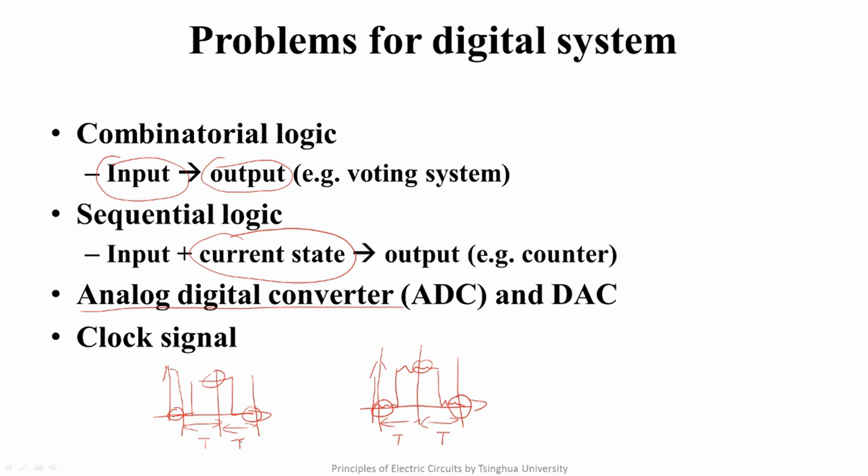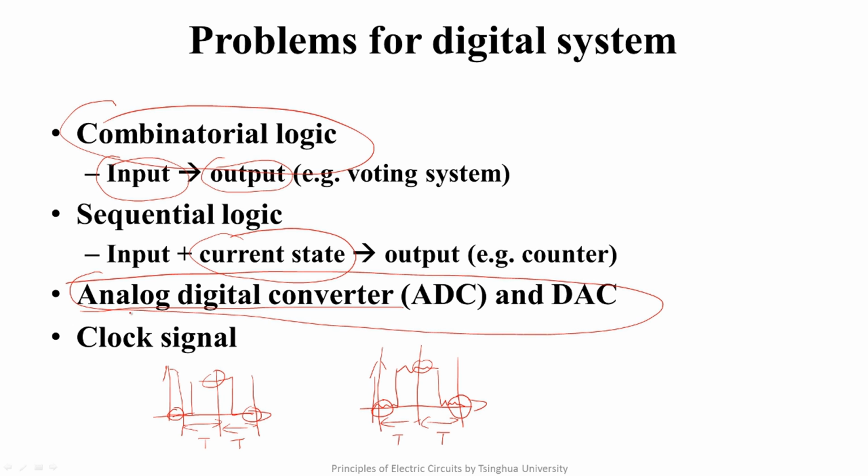In the PEC course, we will introduce the combinatorial logic circuit, the ADC, the DAC, and the clock signal forming circuit. The details of the digital system will be introduced in the digital electronic course. I need to point out that you will know the basic structure of the computer by grasping the 4 parts of the digital system.